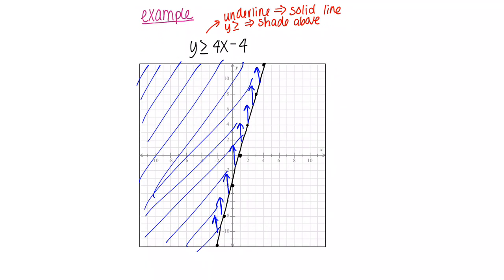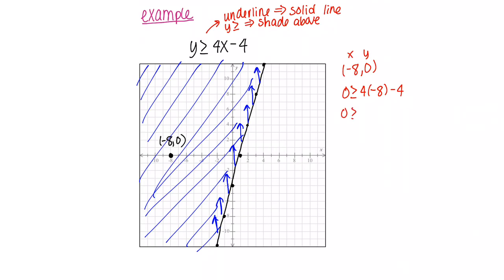And what I was talking about before, like what in the world is this shading telling me? It's telling me, hey, you can choose any point in here. Let's say I choose the point negative 8, 0. You can choose any point in the shaded region and plug it into this guy here and have a true statement. So if I have the point negative 8, 0, this is my x, this is my y. So plugging it into y is greater than or equal to 4x minus 4, we have 0 greater than or equal to 4 times negative 8 minus 4.